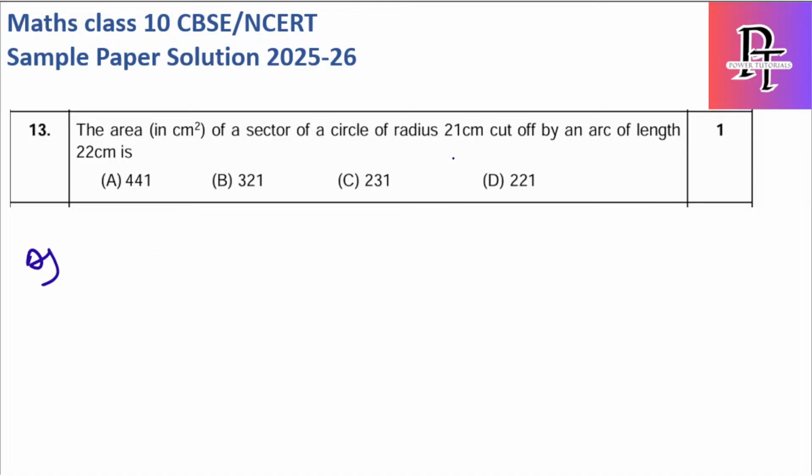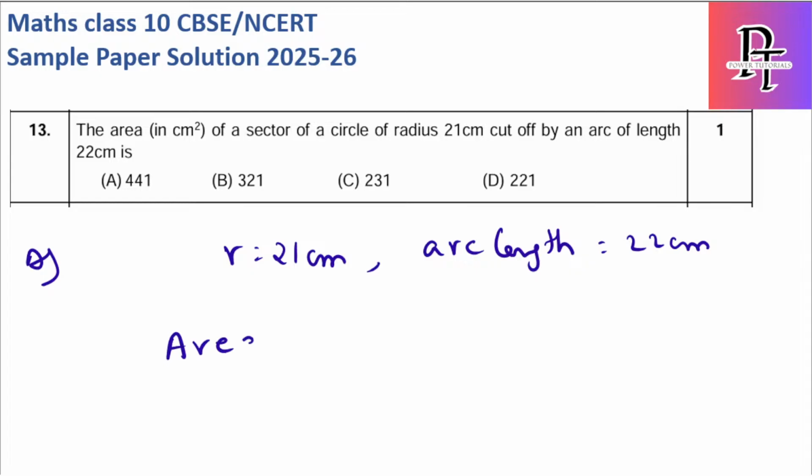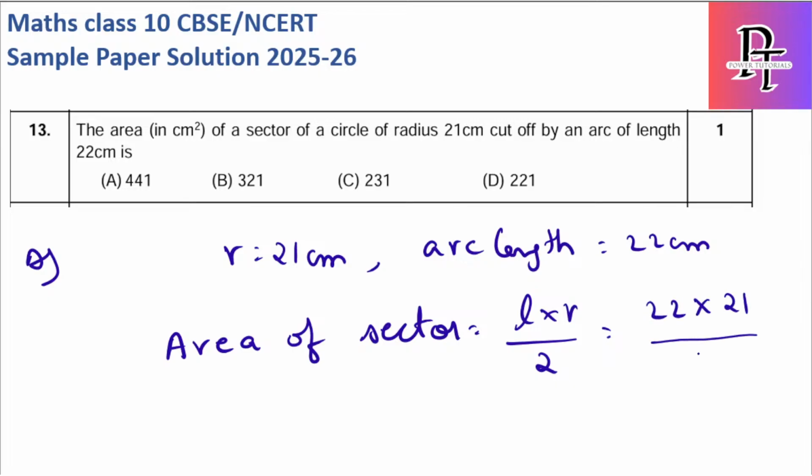So, area of a sector of a circle. Radius they have provided 21 centimeters, and arc length is equal to 22 centimeters. They are asking for the area of the sector. If arc length is provided, the area of the sector can be simply found as L into R by 2. So arc length is 22, radius is 21 by 2, so 2 11s are 22, 21 11s is 231 centimeters square.